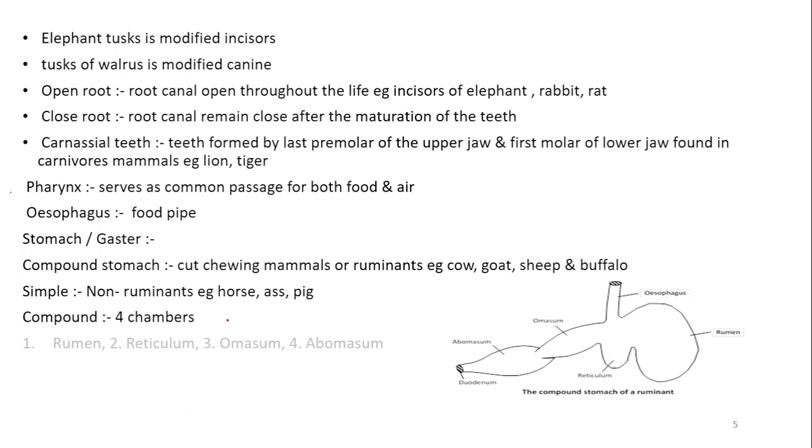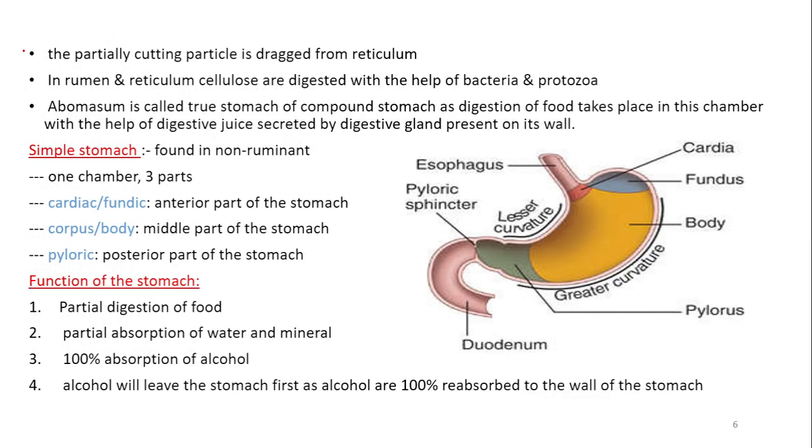The compound stomach has 4 chambers: number 1 rumen, number 2 reticulum, number 3 omasum, number 4 abomasum. The partially chewed particles are dragged back from the reticulum. In the rumen and reticulum, cellulose is digested with the help of bacteria and protozoa. Abomasum is called the true stomach of the compound stomach, as digestion of food takes place in this chamber with the help of digestive juice secreted by the digestive glands present in its wall.